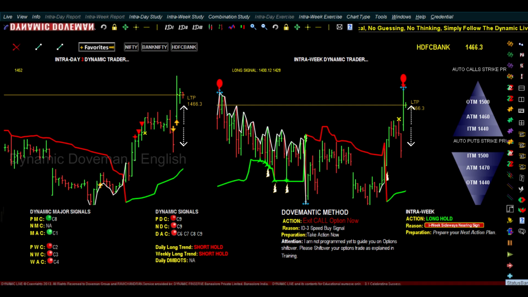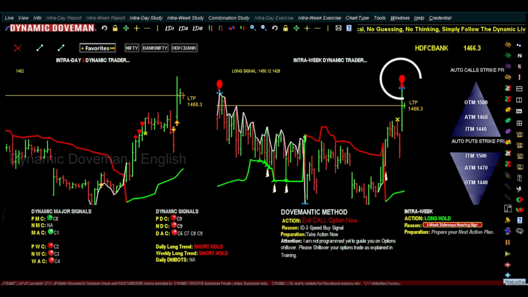Now, as soon as it opened with a gap up, immediately by 9:55 in the morning in Dynamic Live, there was a zigzag caution at the top. Along with the zigzag caution, there is also a dynamic system caution. Normally, when these two come together, we exit and reverse the trade.